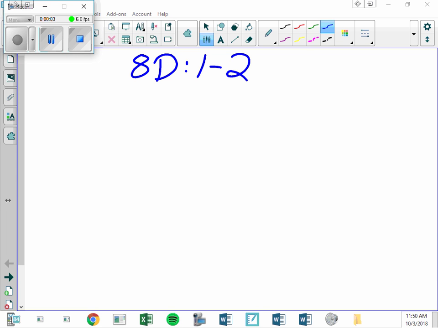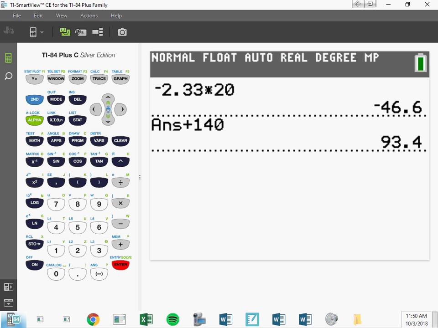Okay, 8D, we're just going to do 1 and 2. 8D wants us to calculate R given a data set. The long way to do it is to find ZX scores and ZY scores and multiply them together and take the average. We're not going to do that. We just plug the numbers into our stat, and then we do a linear regression.